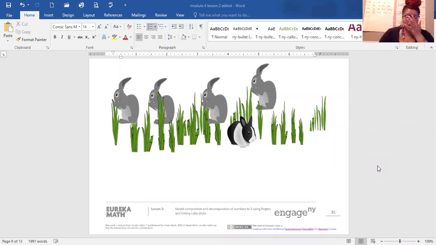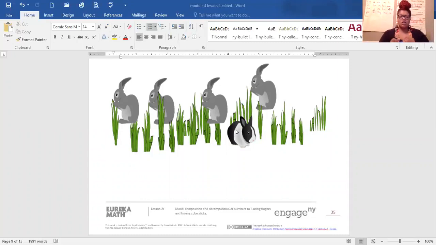And now let's talk about what we see on Ms DuBose's computer screen, okay? So here we have a field of bunnies. We have some gray bunnies, we have a black and white bunny, but all together we have all bunnies, all right? So let's count to see how many bunnies we have in all. We have 1, 2, 3, 4, 5. So parents, I have taken a paper, I have written gray, black and white, and all. So I'm going to write all, the number 5.